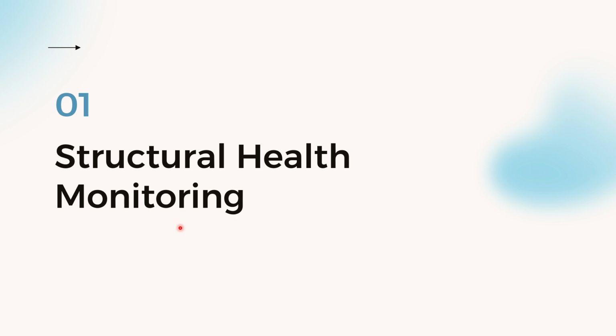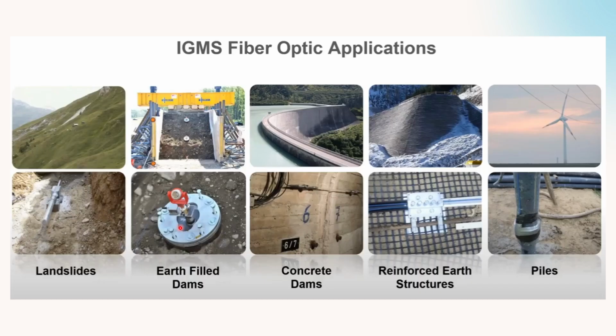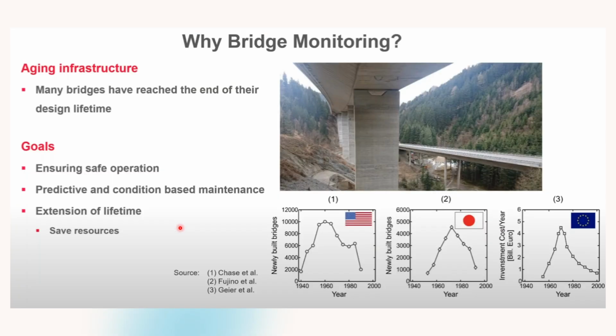And the first topic is structural health monitoring. These are the applications of fiber optical sensors in structural monitoring, used to monitor landslides and earthfield dams and concrete dams and reinforced earth structures. Then we have pipelines that we can monitor using fiber optic sensors.